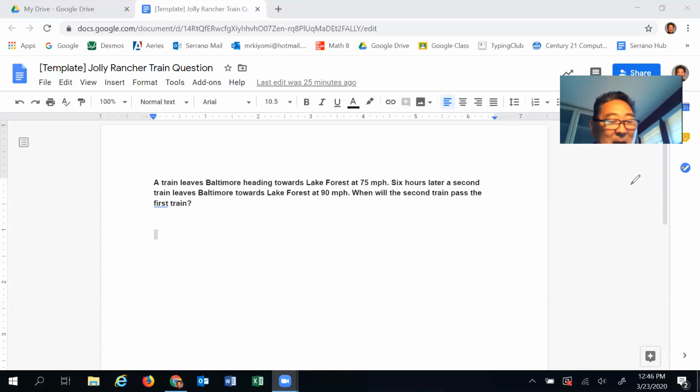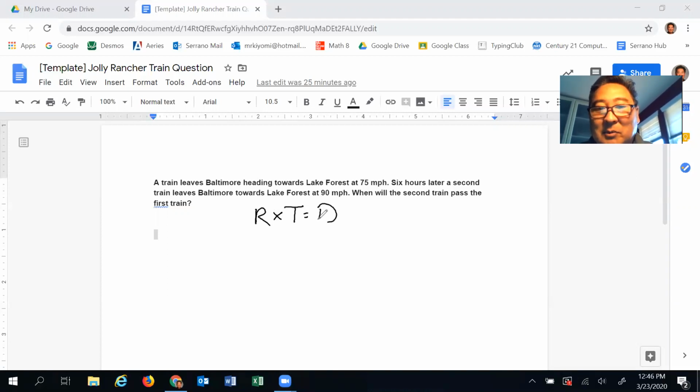Okay, so to do this problem, I'm going to use the distance formula, which is rate times time is equal to distance. So if I was going 60 miles per hour for 3 hours, 60 times 3, that would be a distance of 180 miles. The first hour I'd go 60 miles, the second hour 120 miles, the third hour 180 miles. So this is the formula I'm going to use to solve this problem.